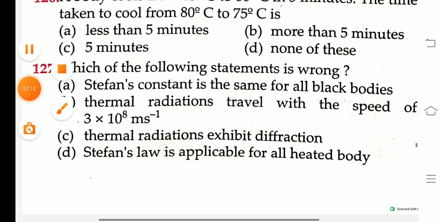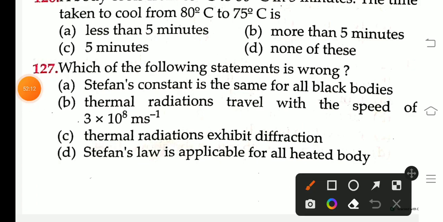Next, which of the following statements is wrong? Stefan's law is applicable for all heated bodies.